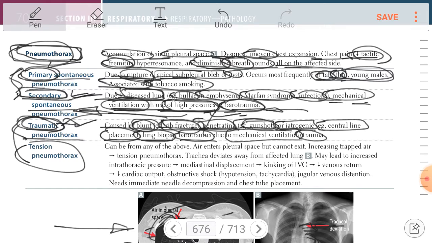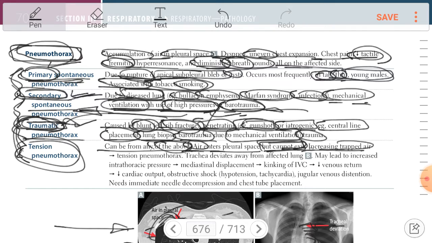Then the next one. All these causes: the primary one, which is a thin, tall, young male with rupture of apical subpleural blebs associated with smoking; secondary to many causes; or traumatic. All these causes can lead to tension pneumothorax. What is meant by tension pneumothorax? It can be from any of the above, primary, secondary, or traumatic. Then the air enters the pleural space but cannot exit, increasing trapped air leading to tension pneumothorax.